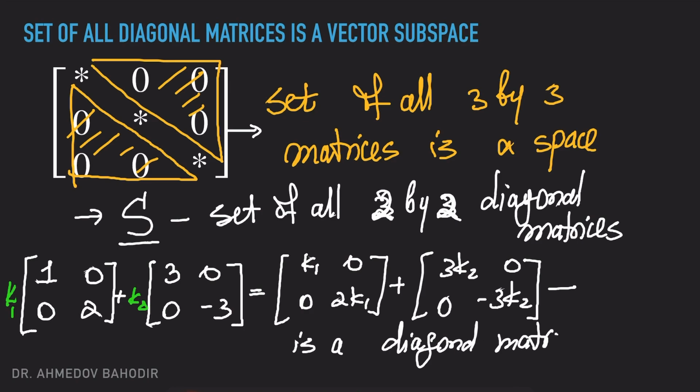And even more, you can multiply one of the diagonal matrices by 0, and you're going to get a completely 0 matrix, so 0, 0, 0, 0. And if I ask, is it a diagonal matrix? Then yes, because all of the components above the diagonal and below the diagonal are equal to 0. It's again a diagonal matrix.